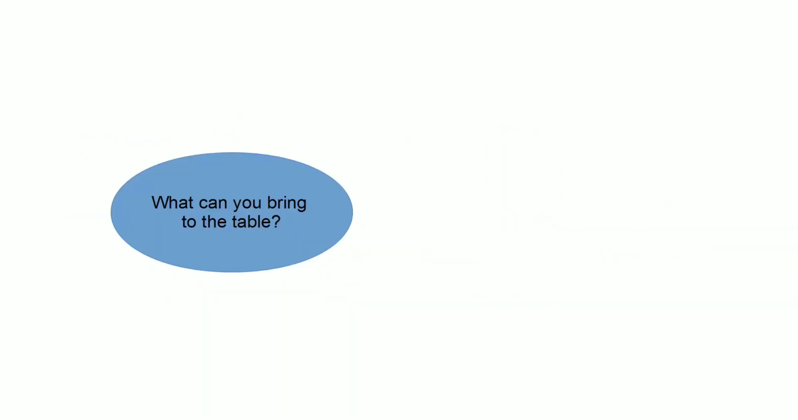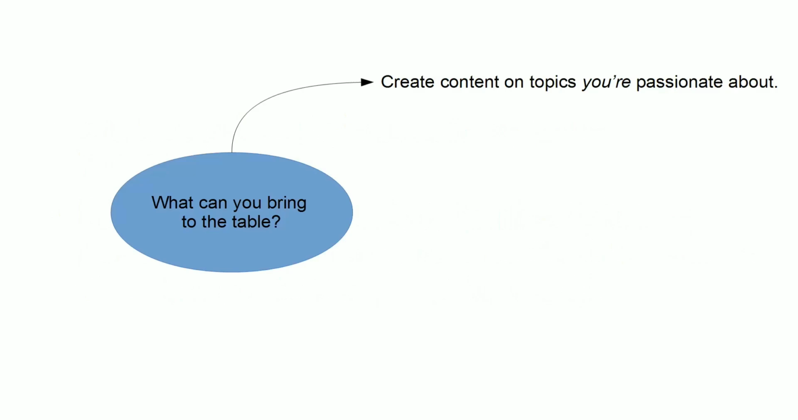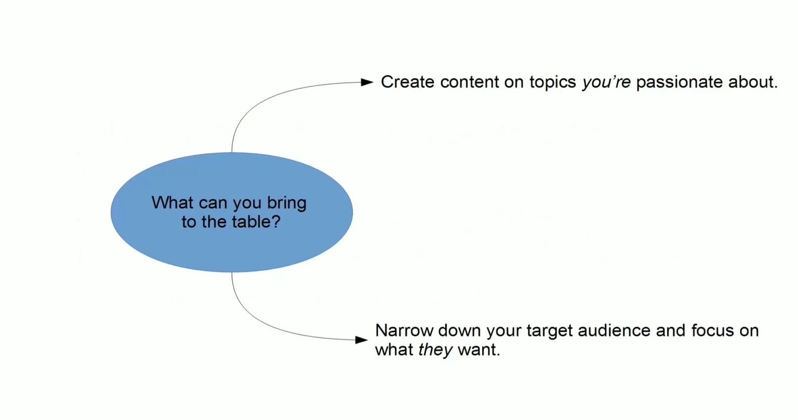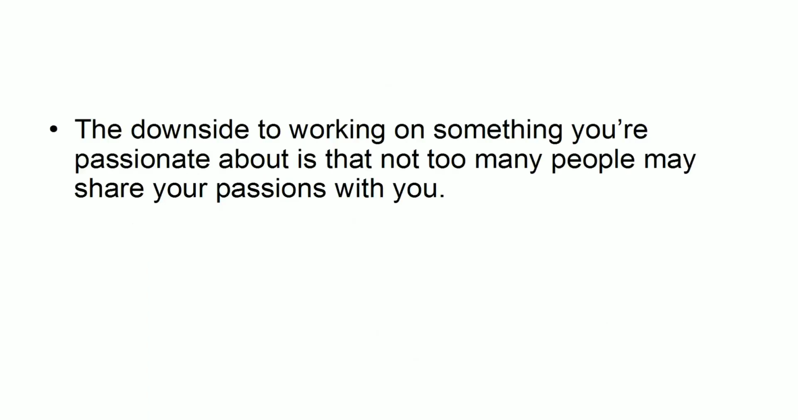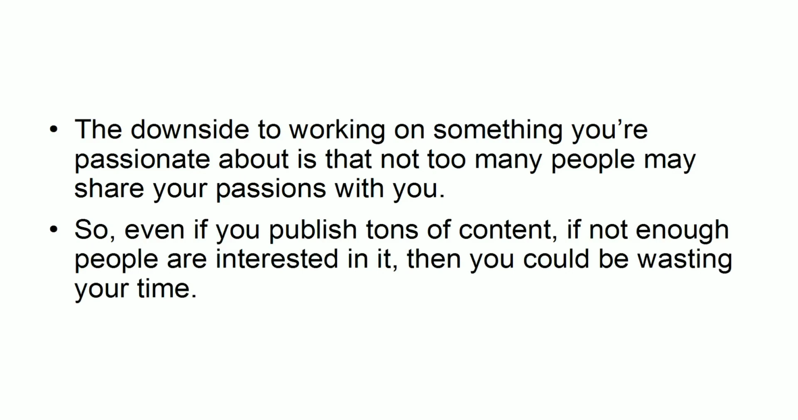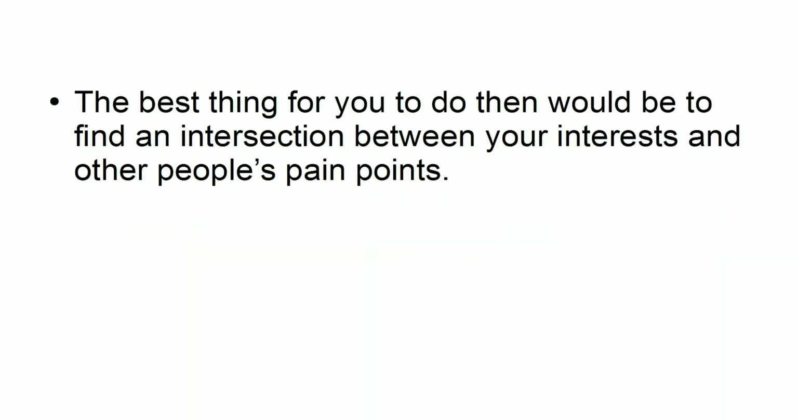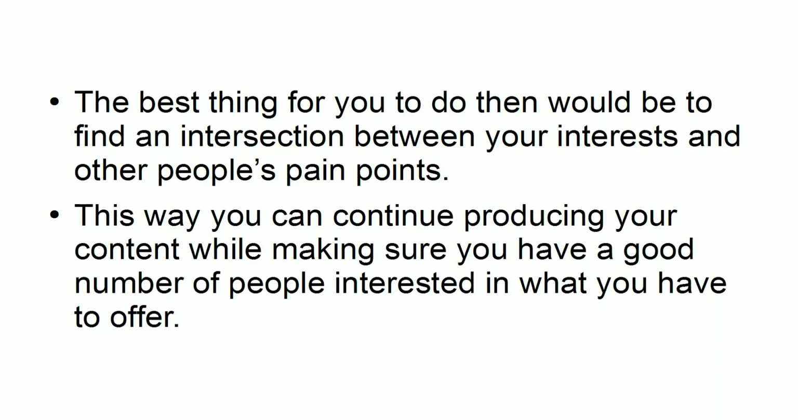The first thing you need to do is identify what you bring to the table. There are two ways you can go about this. You can either create content on topics you're passionate about, or you can narrow down your target audience and focus on what they want. The downside to working on something you're passionate about is that not too many people may share your passions with you. So, even if you publish tons of content, if not enough people are interested in it, then you could be wasting your time. The best thing for you to do then would be to find an intersection between your interests and other people's pain points. This way you can continue producing your content while making sure you have a good number of people interested in what you have to offer.